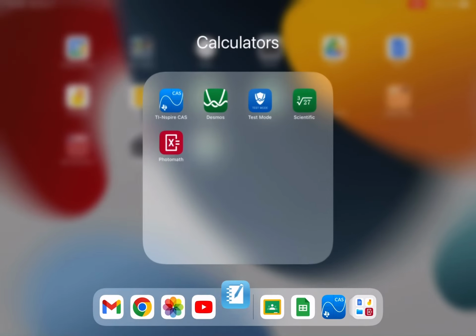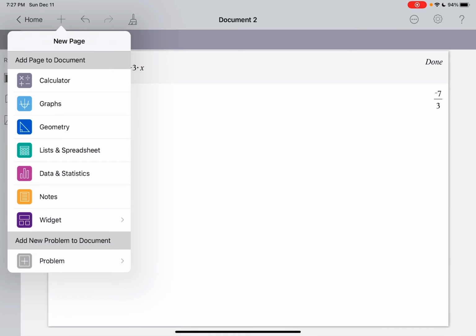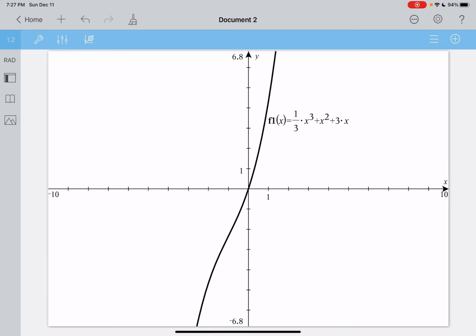Now, before I started recording this, I went ahead to my Inspire and I defined that function in there because I thought I was going to need it to come up with some values, just to make sure I got this right. We did f1 of negative 1, if I'm not mistaken, and we got negative 2 and 1/3. Yeah, that's negative 7/3, so we did that right. But if we just wanted to make sure we were good, I could add a graph page here real quick, hit my up arrow, and there's f1 of x, and hit enter. And sure enough, that's about what our graph looked like. Your calculator will do some cool things, you guys.